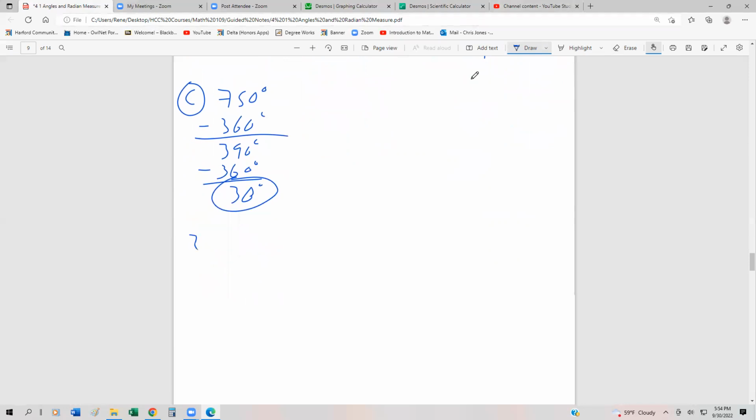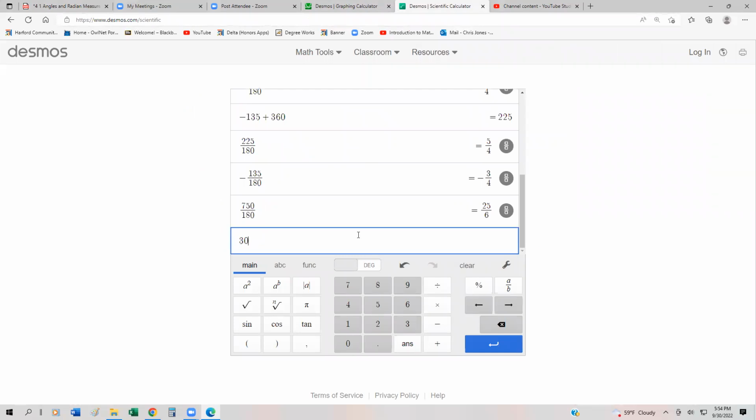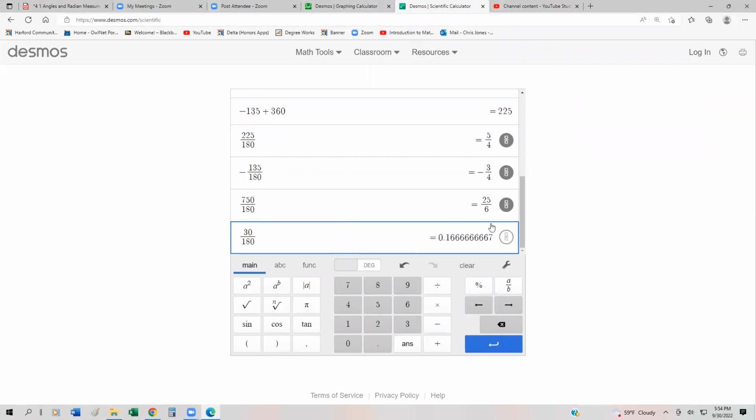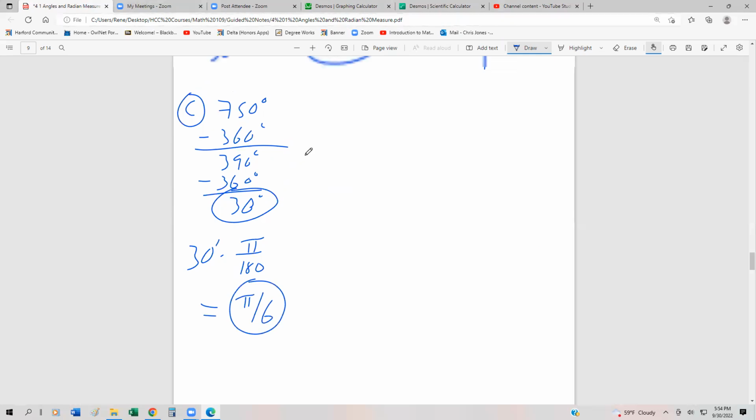And then we're going to multiply that by pi over 180, and that's going to give us the radian measure of that. So we just go into our calculator, and that's going to give us 1/6. We can't forget the pi out of that. So pi over 6 is the radian measure of that.